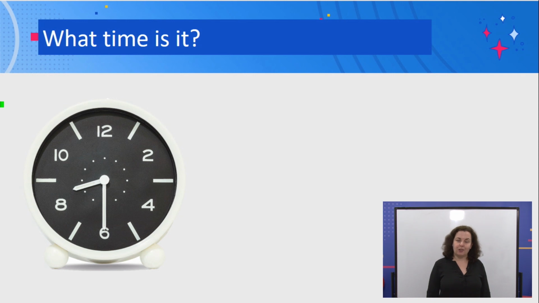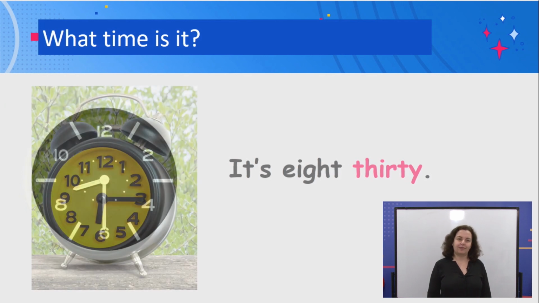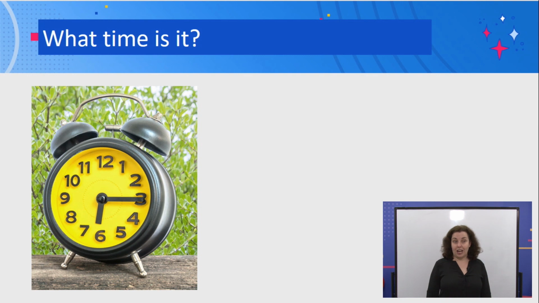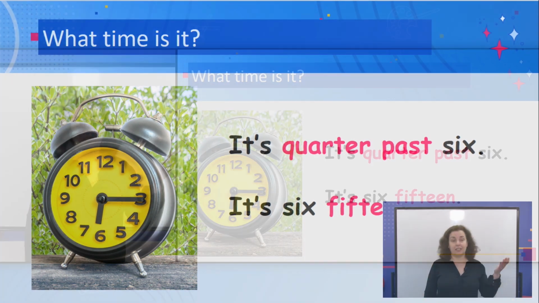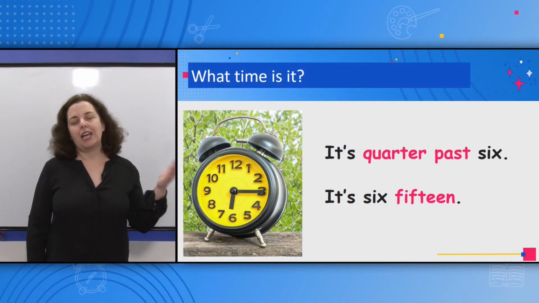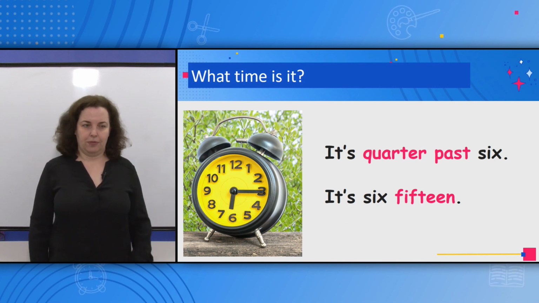What time is it here? It's 8:30. What time is it here? You're right. It's 6:15. There are two ways of saying it. People usually in the UK, in Britain, they say in England, they say it's quarter past 6. And in America and in Canada, where I'm from, you say it's 6:15.